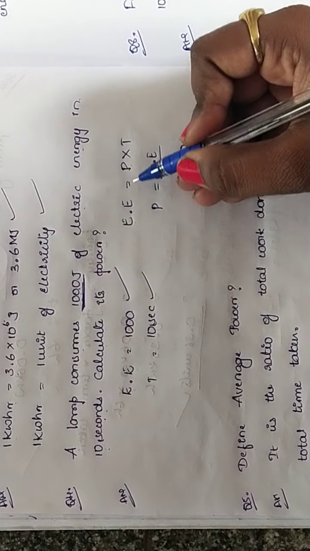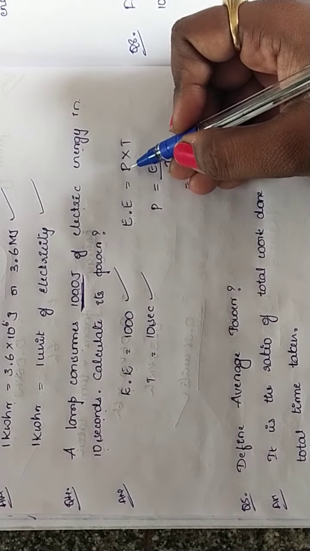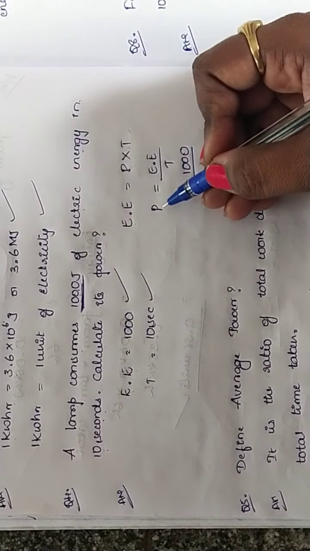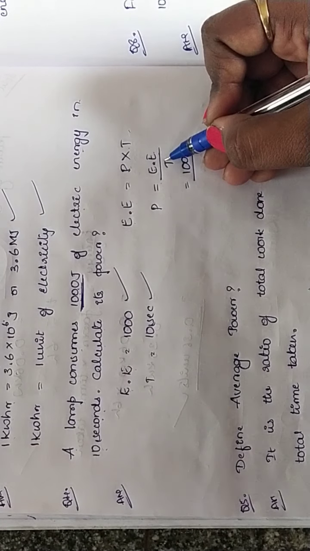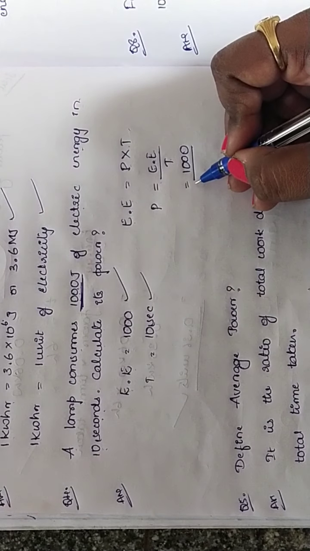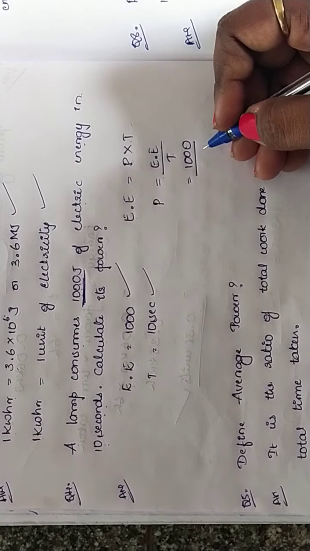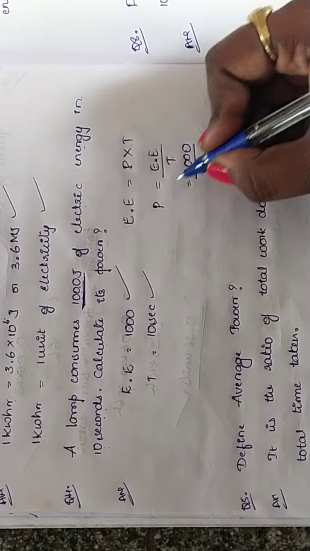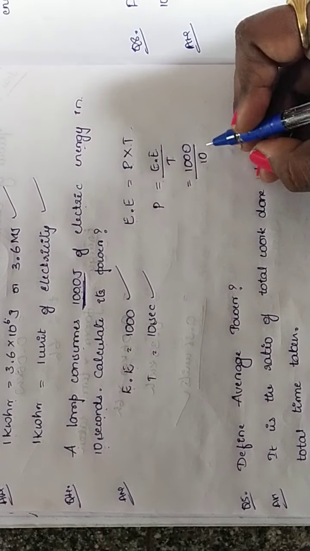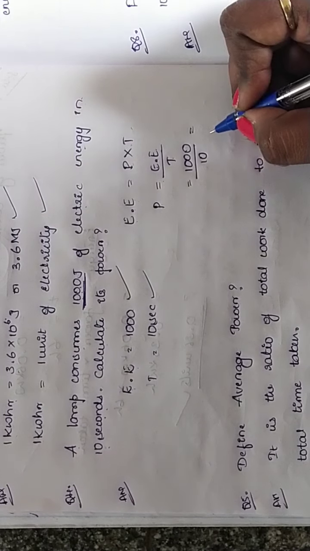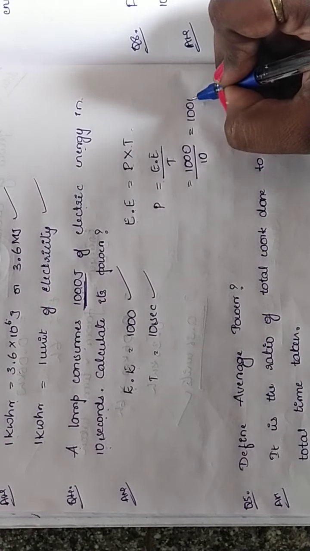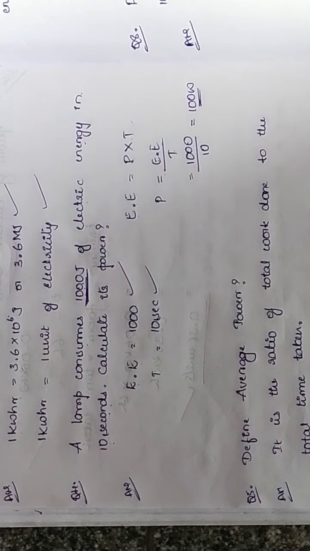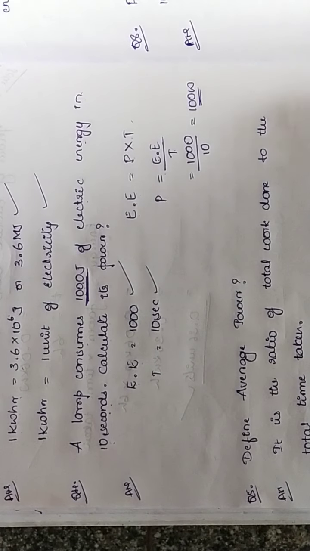So electrical energy is equal to, the formula we have here is P into T, where P is equal to electrical energy divided by time taken T. So we can write it as 1000 divided by 10. 10 seconds means time taken is 10. So let's write it the same way. Then when we divide, we get the answer 100 watt. So this is the answer we have got.